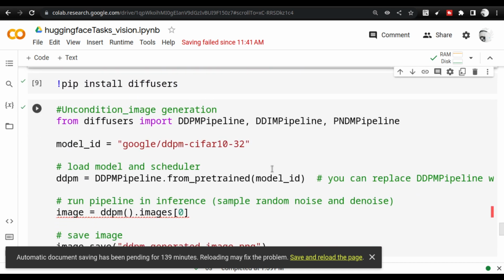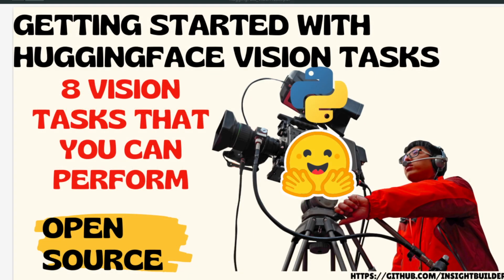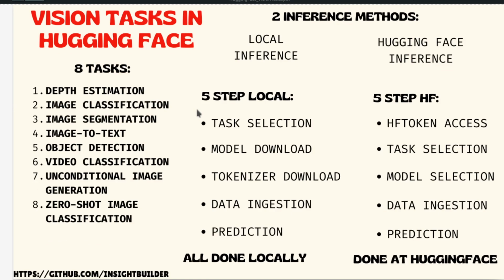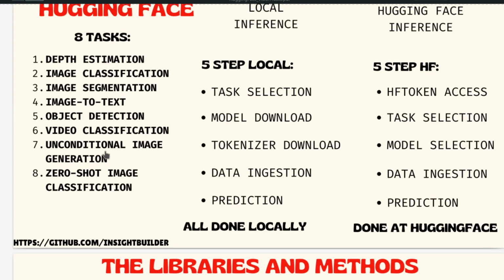Next, just a minute, let us go back to the presentation. The point where I mentioned unconditional image generation, this particular point I'm not going to experiment with in the Google Colab notebook. I will show you why. Let us go back.